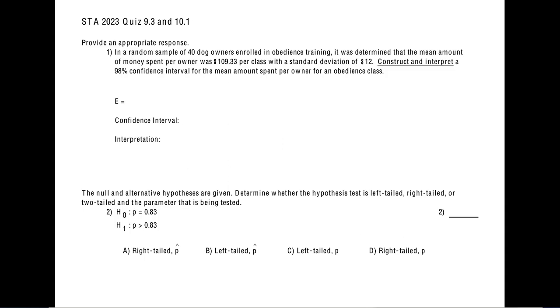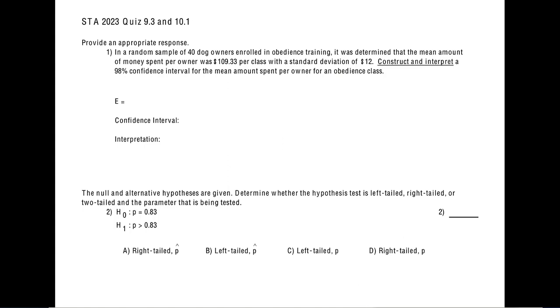Welcome. Let's go ahead and talk about quiz 10 over 9.3 and 10.1. Number 1, in a random sample of 40 dog owners enrolled in obedience training, it was determined that the mean amount of money spent per owner was $109.33 per class, with a standard deviation of $12. Construct and interpret a 98% confidence interval for the mean amount spent per owner for an obedience class.